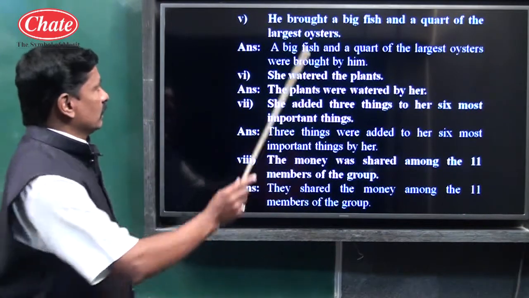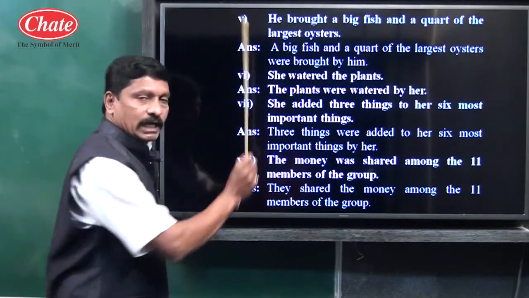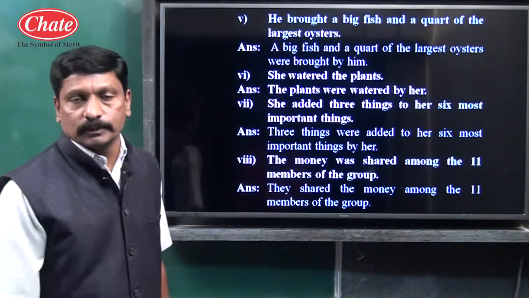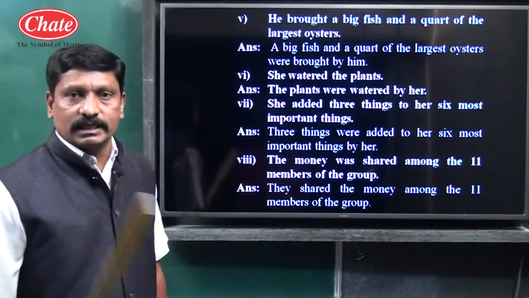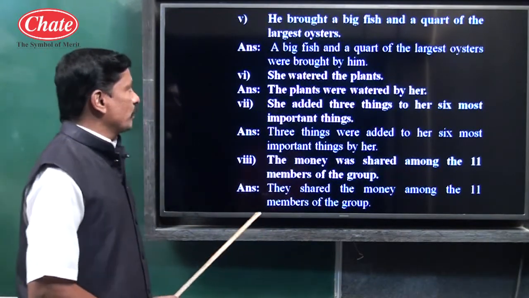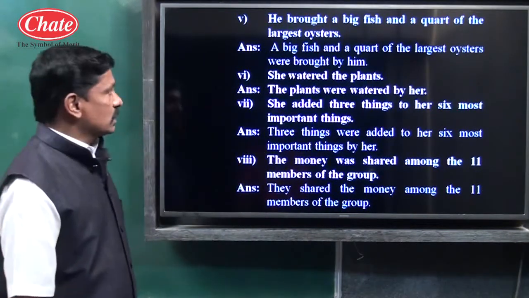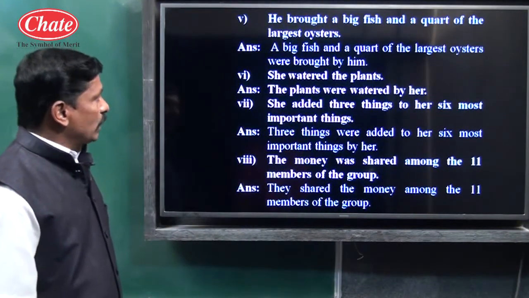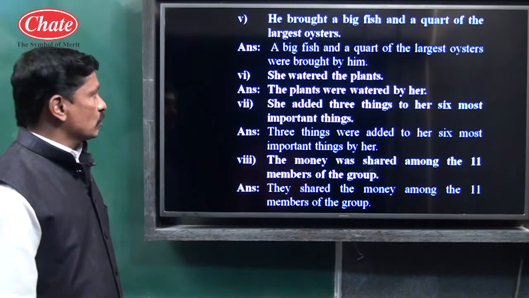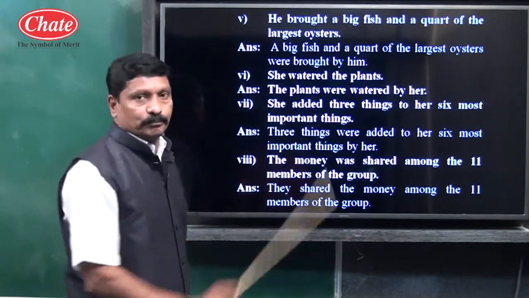Is it clear? Now, he plus brought, subject plus second form of verb. It means, children, the given sentence is in simple past tense. And if the sentence is in simple past tense, we have to use the helping verb were. So children, I will repeat once again. A big fish and a quart of the largest oysters were brought by him.